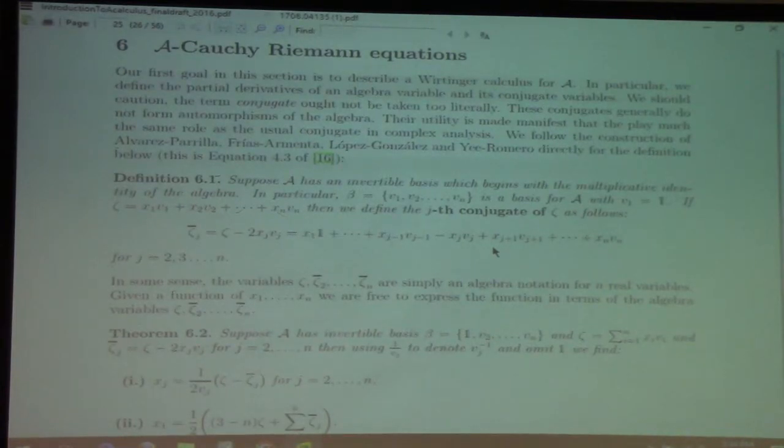But the other thing I've discovered is how to calculate derivatives with respect to not just algebra variables, but also conjugate variables. This construction was inspired by a construction of Perea, Armenta, Gonzalez, and Romero. I'm sure I'm mispronouncing all of those, my apologies, but I really do like their papers. They have a couple of them, but in this paper, they introduce a conjugate.